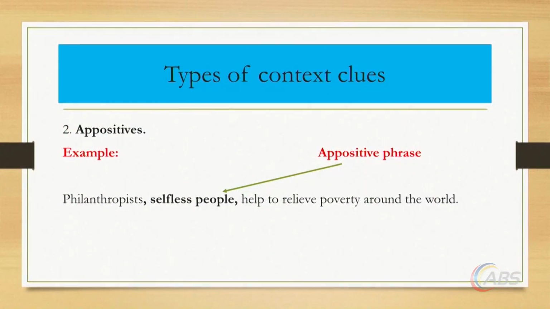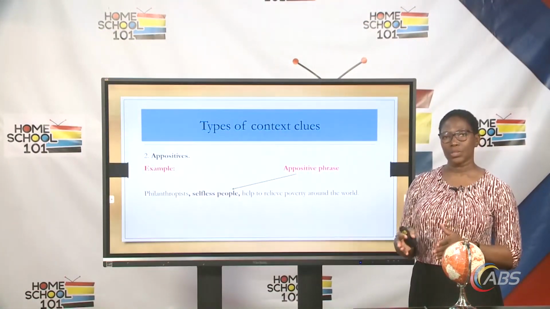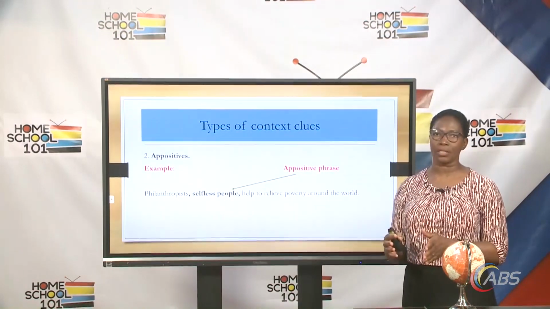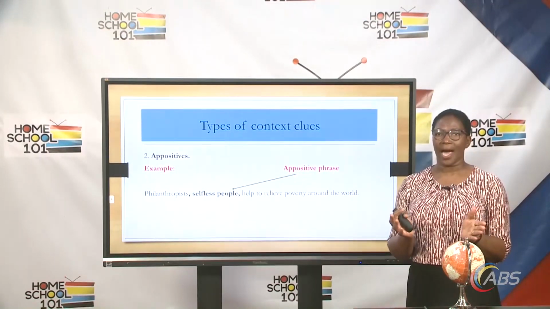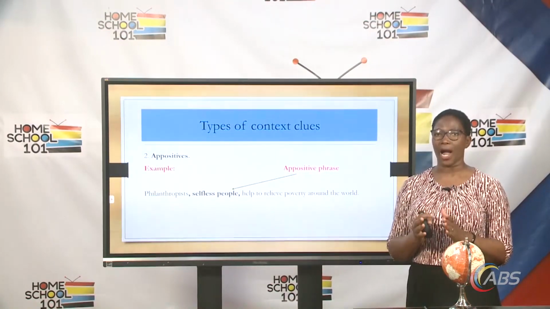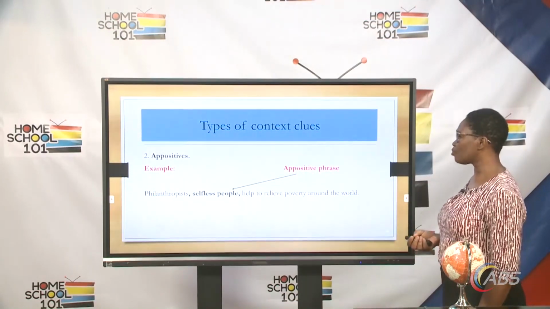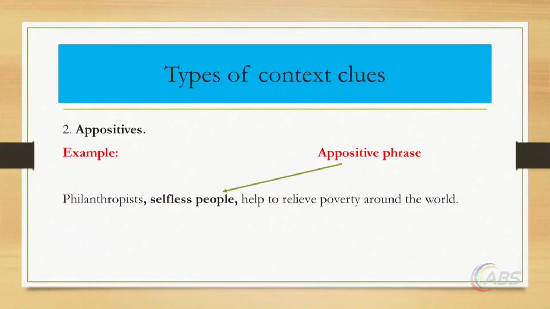The second one is called an appositive word or phrase, appositives. Now, appositives are nouns or noun phrases that are put right next to the word or phrase that they refer to, because the two things have the same referent or identify the same individual. In this case, we have philanthropist, selfless people, help to relieve poverty around the world. Now that's quite a word.